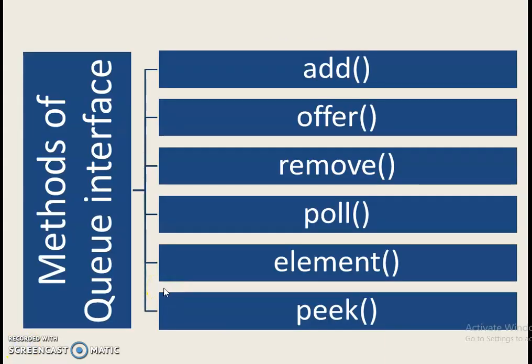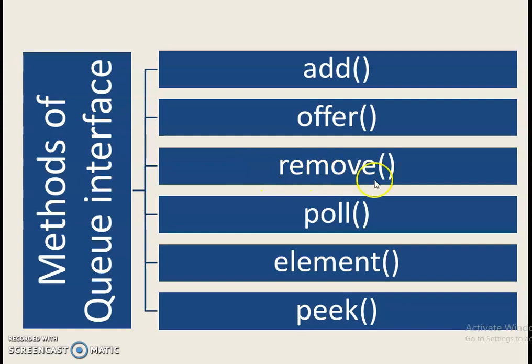Now let's see the methods of the Queue interface. There are 6 methods. First one is the add method. This method is used to add elements to the queue. Offer is similar to the add method. This is also used to add elements to the queue. But the difference is when the operation is not successful, add throws an exception, but offer returns false.